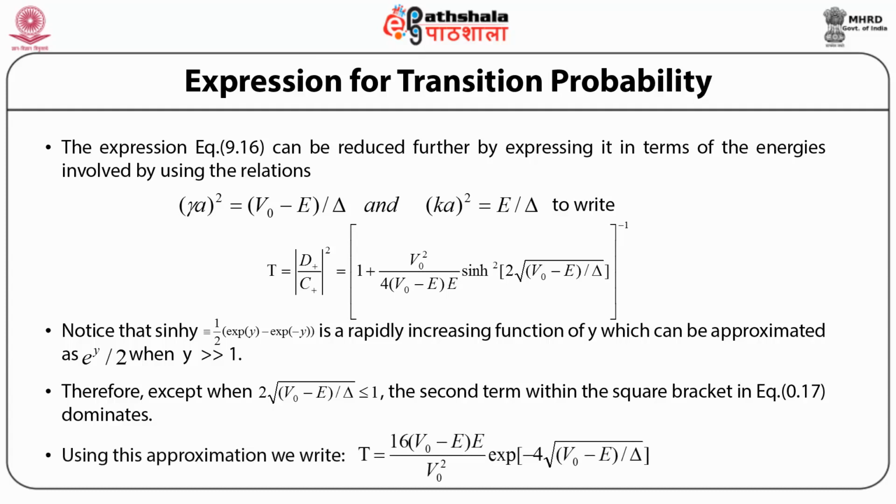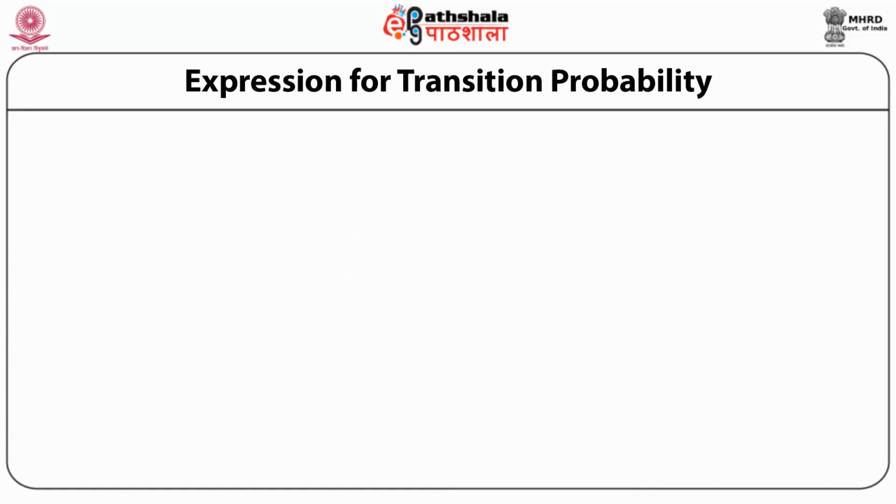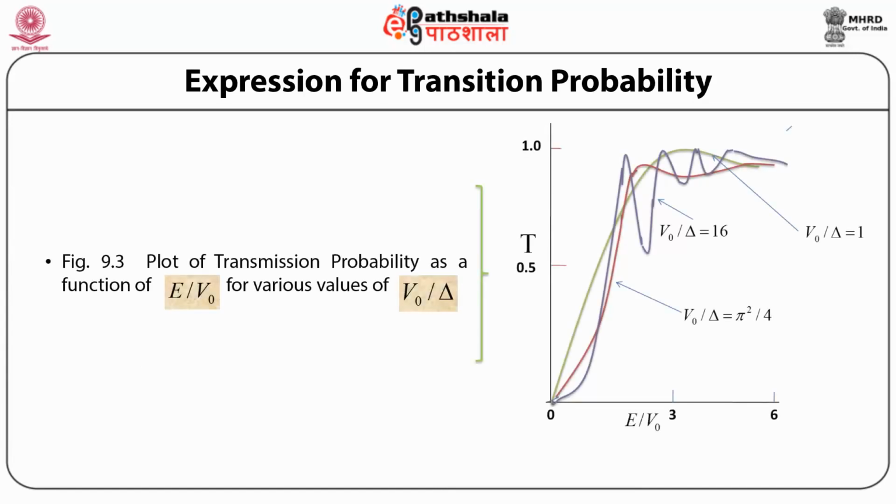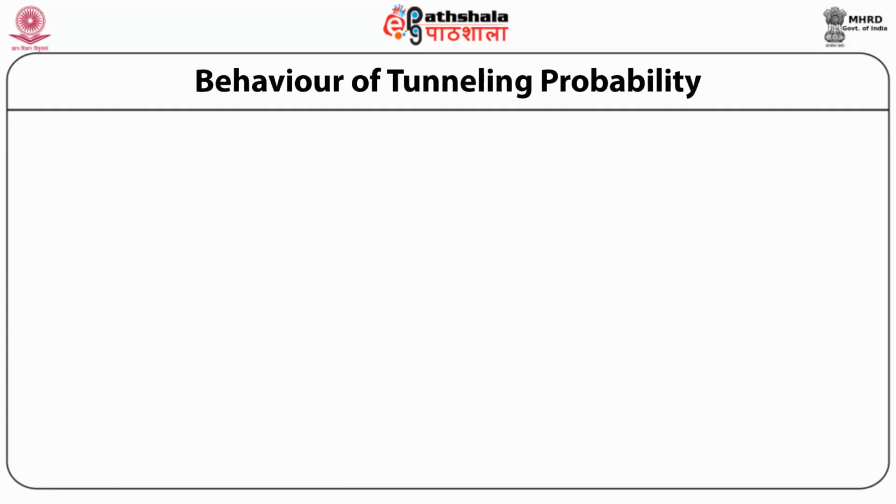Using this approximation, we write T is equal to 16 times (V naught minus E) into E by V naught square into exponent of minus 4 into square root of (V naught minus E) by delta. Thus, we have obtained the expression for transmission probability. The figure shows the plot of transmission probability as a function of E by V naught for various values of V naught by delta. We now discuss the behavior of tunneling probability.